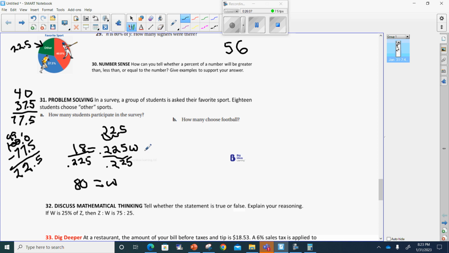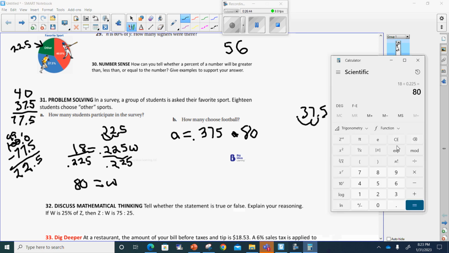B says, how many chose football? Okay, so if I know the whole is 80, I could just take 80 and multiply it by the amount that chose football, which is 37.5. I'm going to move that decimal place 2 spots, and 37.5 will become 0.375. And I'll be multiplying that by 80 to give me the amount that is going to be in football.